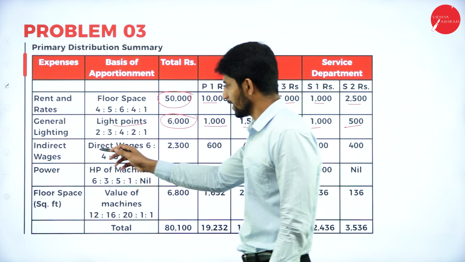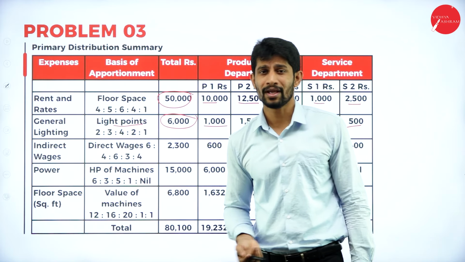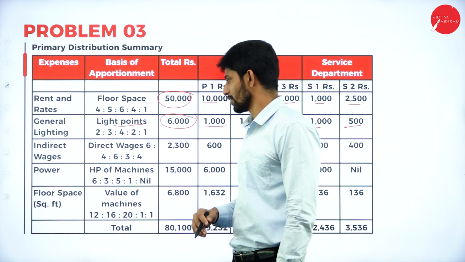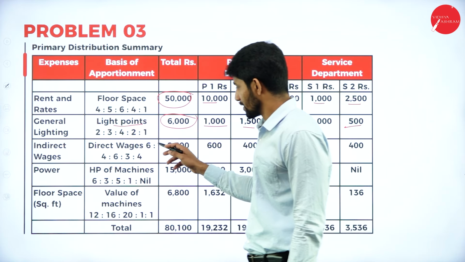Next one is indirect wages. On what basis do you distribute indirect wages expenses? On the basis of direct wages. So what is the ratio?